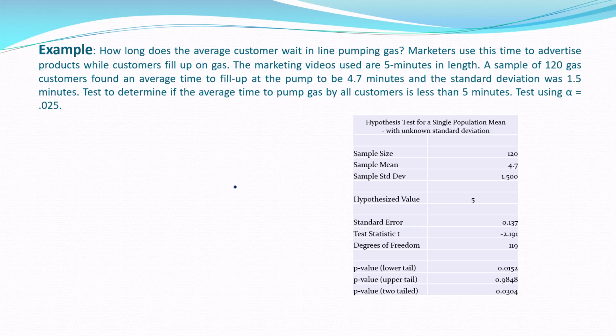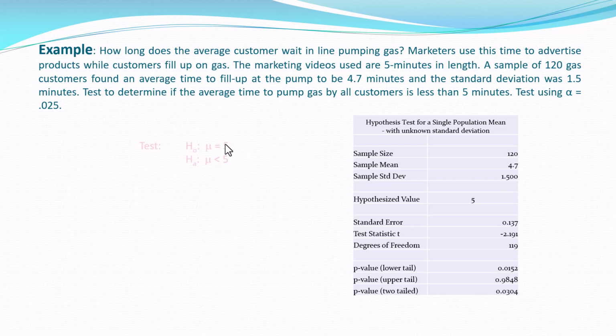Marketers use this time to advertise products while customers fill up on gas. The marketing videos are 5 minutes in length. A sample of 120 gas customers found an average time to fill up at the pump to be 4.7 minutes, and the standard deviation was 1.5. Test to determine if the average time to pump gas by all customers is less than 5 minutes. If it's less than 5 minutes, those 5-minute videos are too long. They're missing the end. And so they're really interested in that 5 value. We want to test to see if the mean is less than 5 minutes.